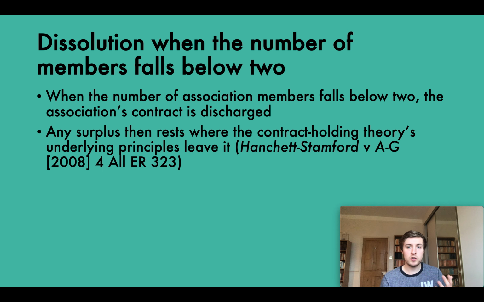So the question arose as to what should be done with the £2.5 million worth of assets that the society held under the contract holding theory. Now, the court reasoned that as the association's contract was discharged on the penultimate member's death, the funds simply belonged to the association's members at the time of the dissolution, free from contractual restrictions. And of course, only one member existed, so she, Mrs. Hanchett Stamford, could take the £2.5 million of assets absolutely.